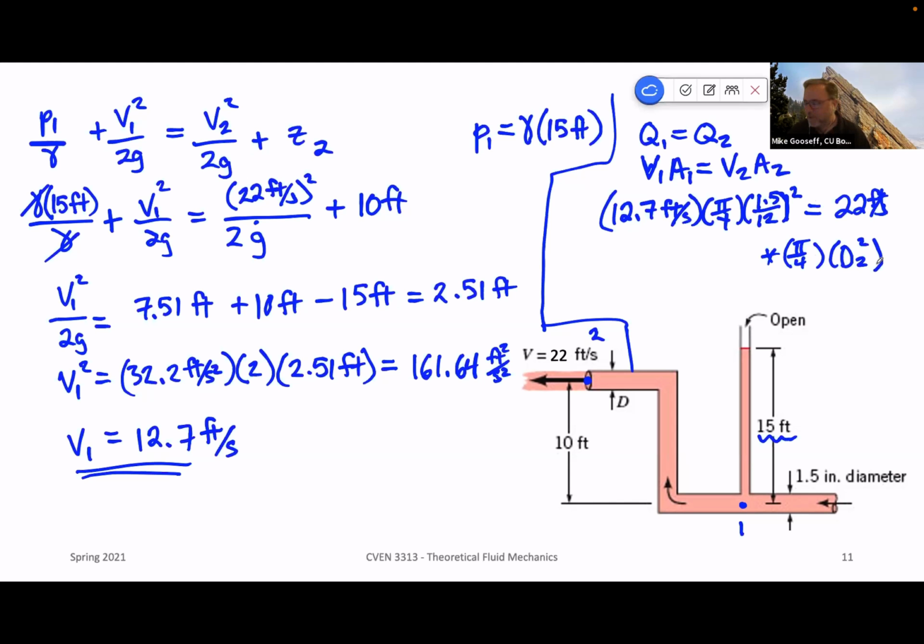I'm going to skip the rest of the arithmetic, but ultimately D2 comes out to be 0.0951 feet, which if we convert that to inches turns out to be 1.14 inches. Now, it looks like everything except that 10 is in two sig figs, so that would boil down to a 1 inch diameter at the end there. Questions, Emma?